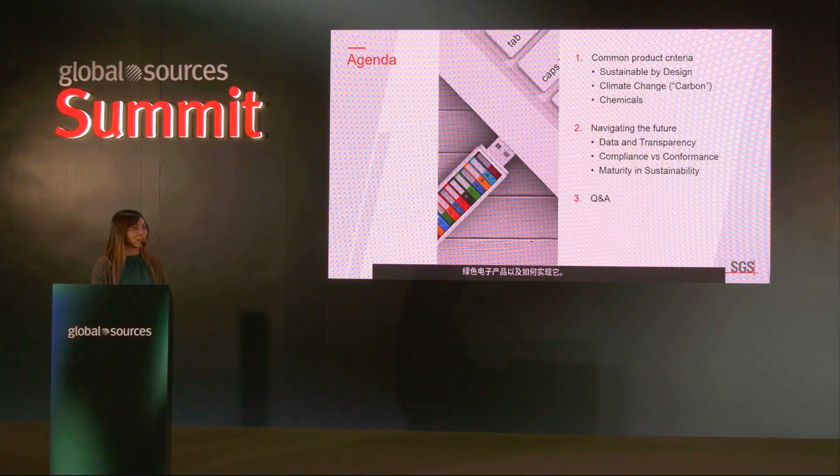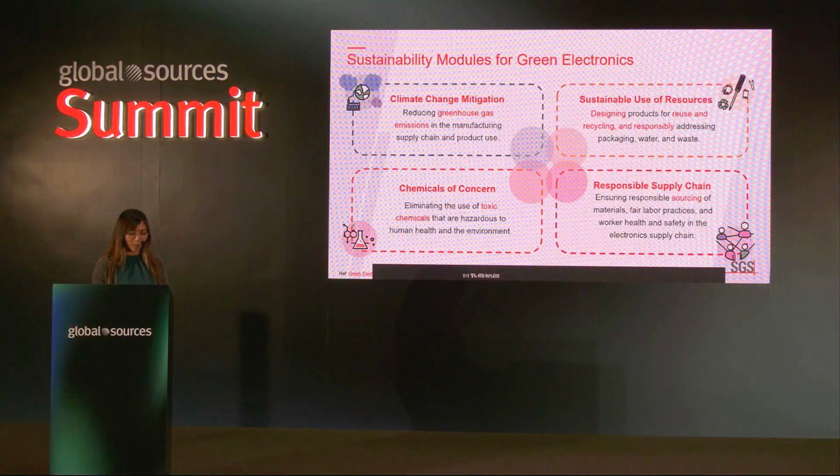So this is our agenda today. We'll first talk about the common criteria one by one, first on sustainable by design, and then on climate change, where we also call the carbon footprint, as well as the chemicals used. And then we'll talk about how you can prepare for now on data and transparency and on conformance, as well as wider sustainability, and how you can navigate in the future. These are the four main modules under the green electronics.